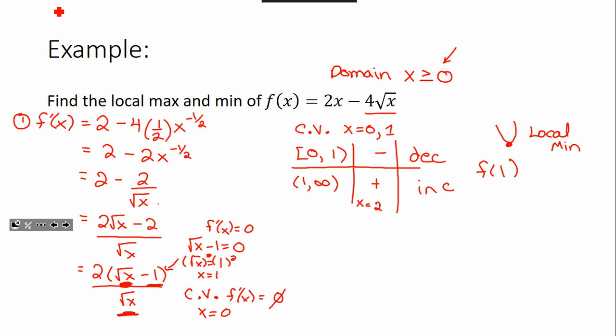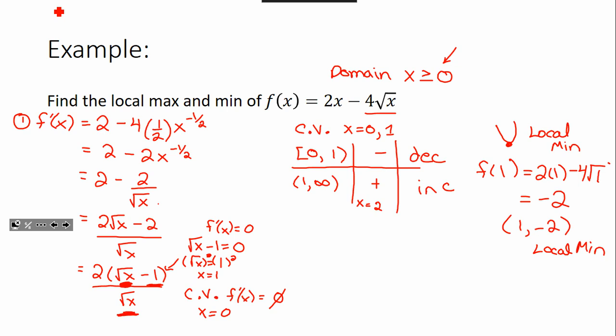Now how do I find my value? Well, I plug it into my original equation, which is 2 times 1 minus 4 root 1, which is going to be negative 2. So I have a coordinate that's really important for this function, which is going to be 1, negative 2, our local min.